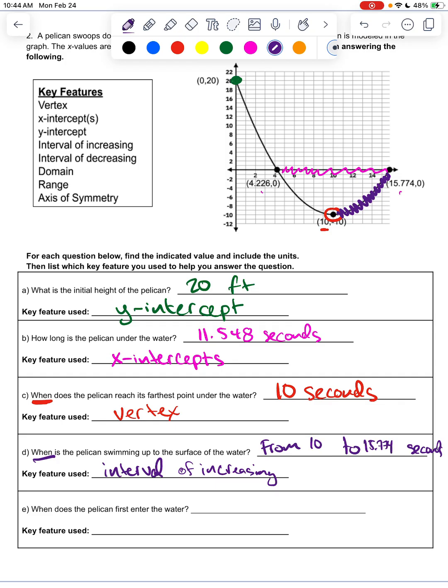And then when does the pelican first enter the water? That is 1 point. That is an x-intercept. Which one first enters the water? Right here, 4.226 seconds.